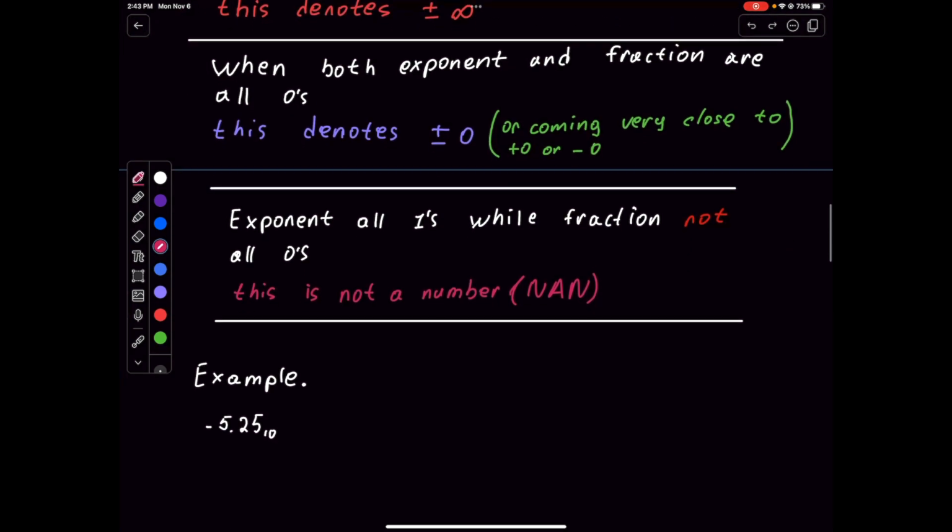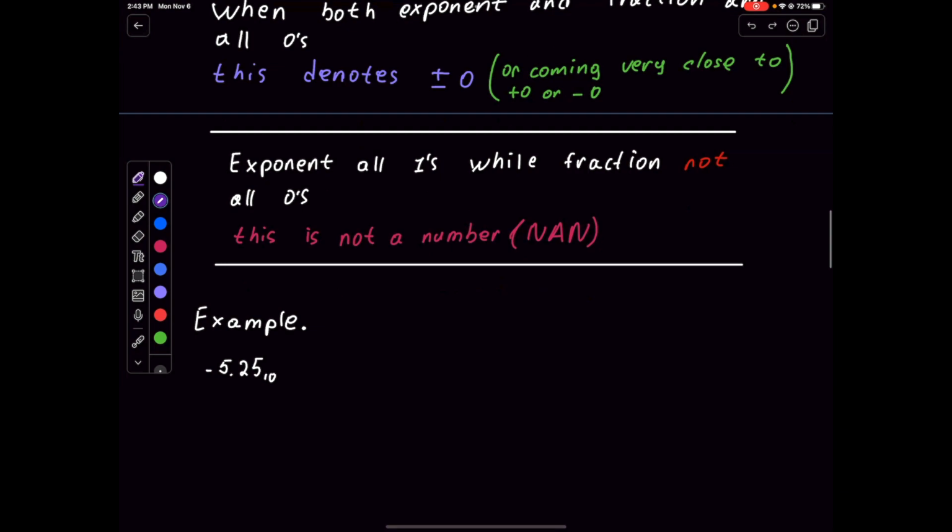The next thing is that when the exponent is all ones while the fraction is not all zeros, this is not a number. Let me actually show you what that means. The sign could be anything. The exponent is all ones, so 8 bits of ones, and the fraction is not all zeros. So the fraction would have some value like that. In this case, this is not a number. This is used to denote numbers that are not possible.